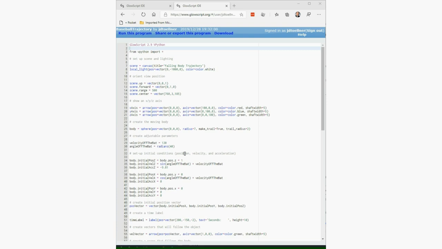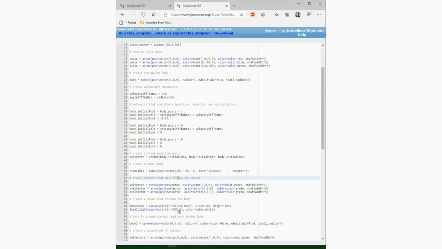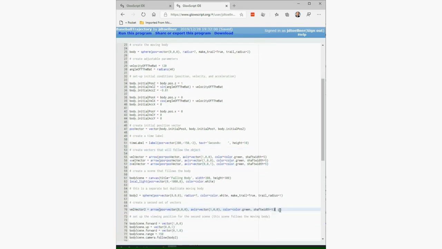Now, in this animation, I've already got the X and Y components of velocity. I actually had to add them together, or the X and Z, excuse me. I had to add them together to get a velocity vector. Now I'm going to add the X and Y vectors so you can see those attached to the ball.